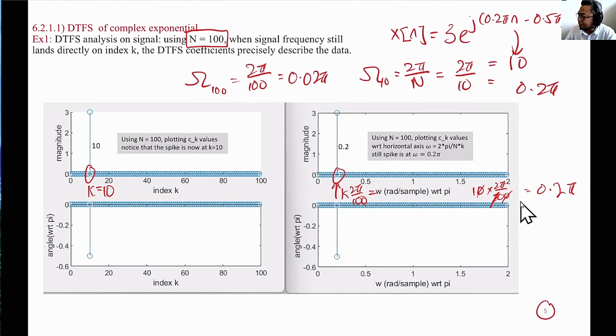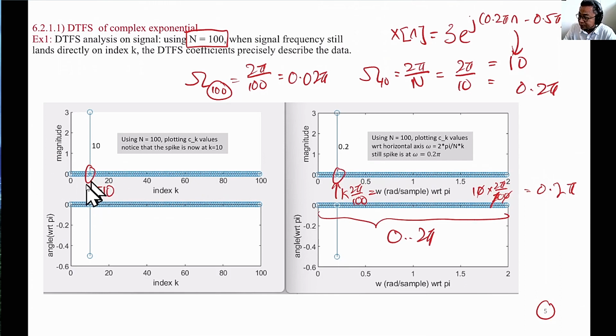There are just more zeros there, it doesn't change a thing, because what we are seeing in the DTFS representation is that at 0.2 pi there's an amplitude of 3 with a phase shift of minus 0.5 pi and nothing else in between. So having more samples, N equals 100 now, basically breaks our range of 0 to 2 pi into finer and finer frequency resolutions. That's why you see more points here, but the final representation does not change a thing. There is still only one spike at 0.2 pi, with the same amplitude and phase.